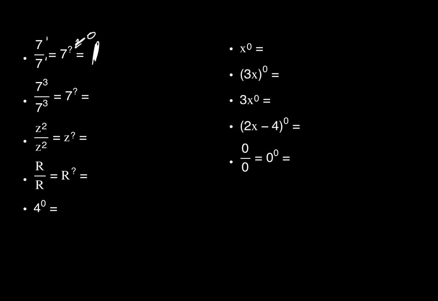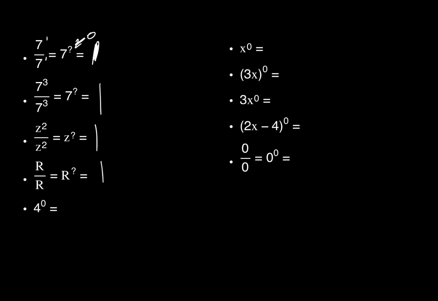So when we have 7 to the first over 7 to the first, it's 1 minus 1. That's how we get this question mark. That's 0. But we know 7 over 7, anything divided by itself is 1. Here, everything divided by itself, we know that this is 1, this is 1, this is 1. Anything divided by itself is always 1.